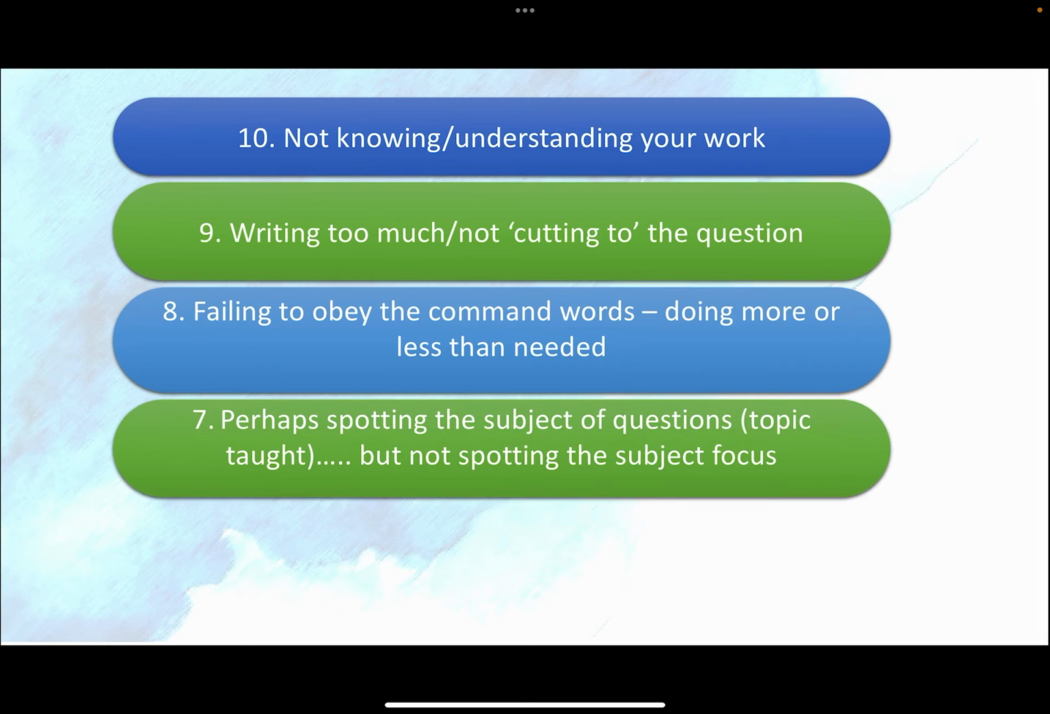Number 7, perhaps spotting the subject of the questions, for example, the topic taught, but not spotting the subject focus. So let's say you've got a question on practice methods and you instantly see practice methods and you start writing your answer straight away and you've not realised that it's specific towards a beginner, and that would then completely alter how you apply your revision and understanding to that question.